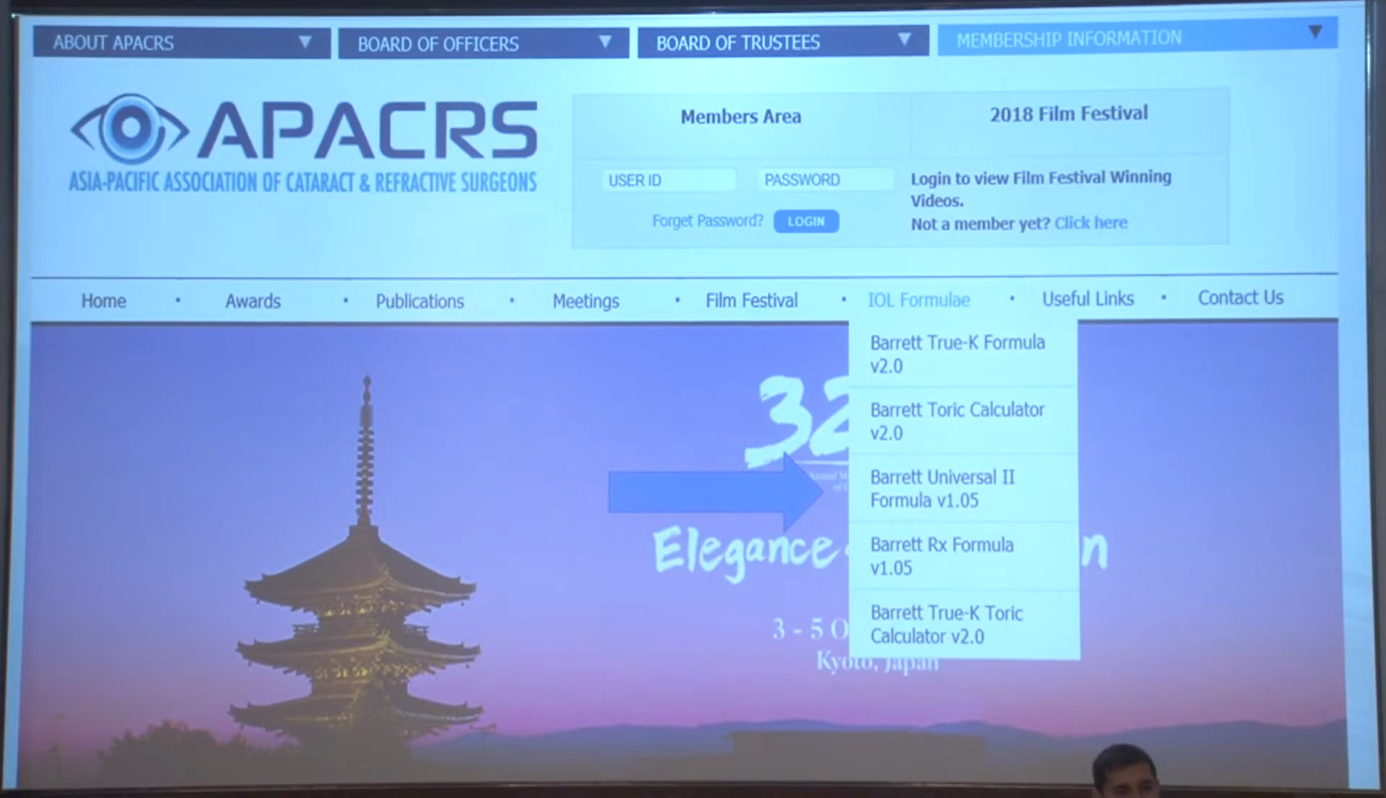The APACRS website, this is very easily available online. You can go for it. Here they have added two more things. One is the Barrett True-K formula, so post-refractive surprise you can manage very well with it. And the Barrett True-K Toric calculator, which is incorporated now, is mainly used for patients who have undergone refractive surgery with residual toricity, and you can correct that with the toric IOL.